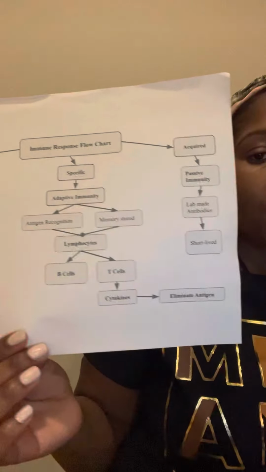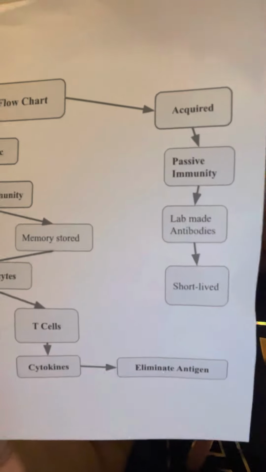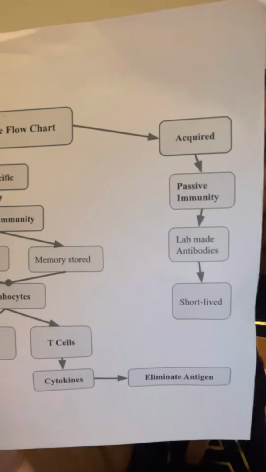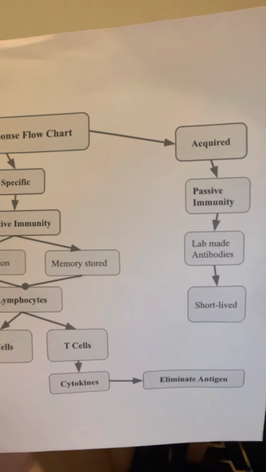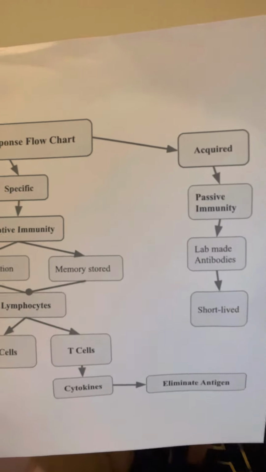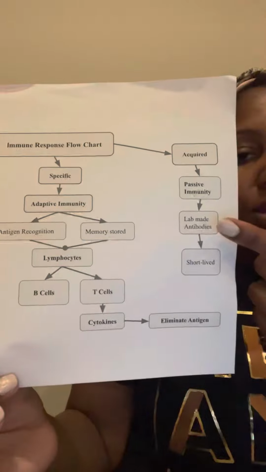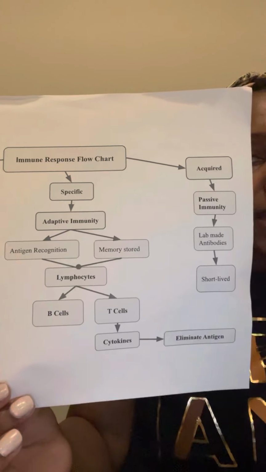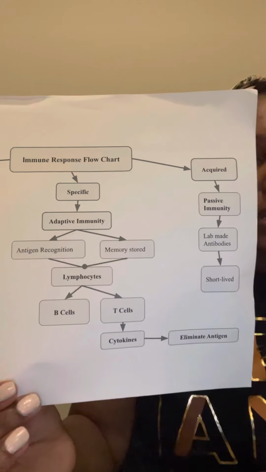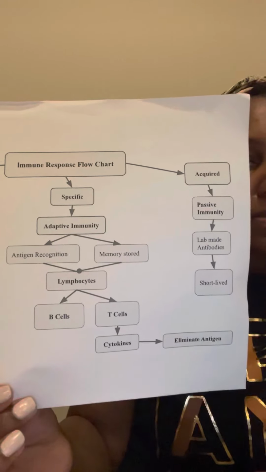The last type of immunity is passive immunity, which is a temporary or short-lived response that is acquired when antibodies are given to a disease rather than being produced through the immune system. Passive immunity can happen naturally, as it does when an infant receives a mother's antibodies.